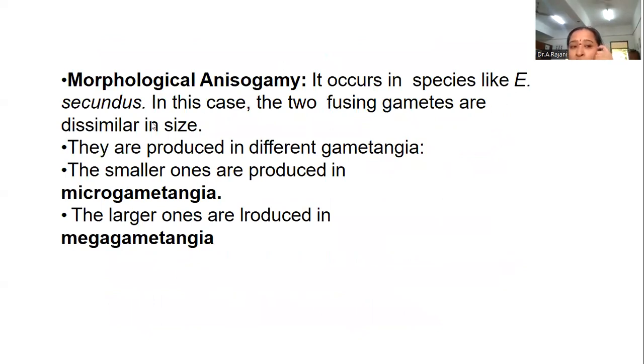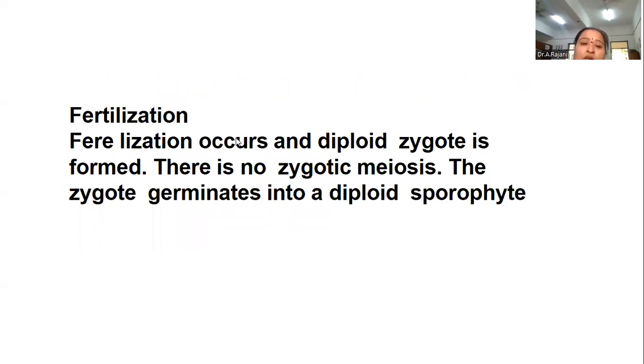Another one is Ectocarpus secundus. Ectocarpus siliculosus is physiologically isogamous. Morphological anisogamy is also important. Morphological anisogamy occurs in the species Ectocarpus secundus. In this case, the two fusing gametes are dissimilar in size, and they are produced in different gametangia. One is smaller, the microgametangium. The other, larger one, is the megagametangium. Fertilization occurs and a diploid zygote forms.